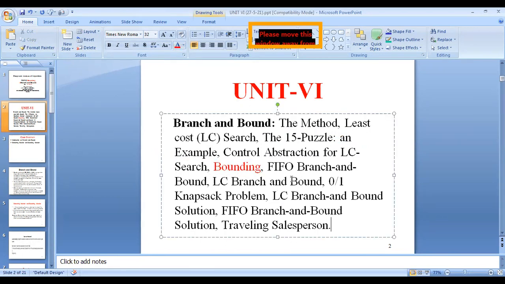So the remaining topics are FIFO branch and bound, LC branch and bound, 0/1 knapsack problem, FIFO branch and bound solution, and the traveling salesperson problem.